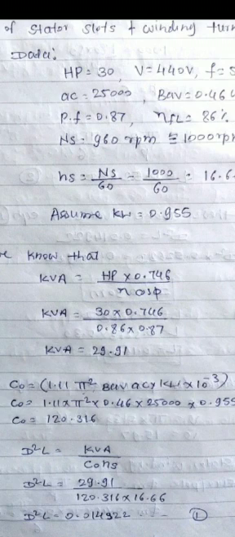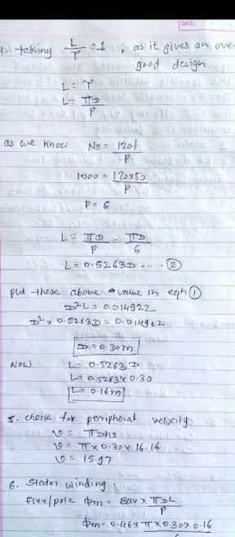So D square L is equal to 0.014922. This will be called equation number 1. To separate the values of D and L, we have to take the pole pitch value, just as in the design of DC machines. So taking L divided by tau is equal to 1.